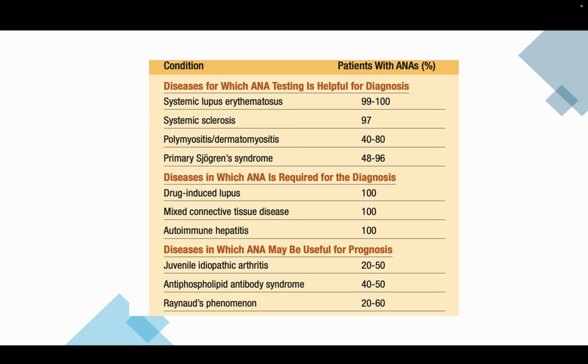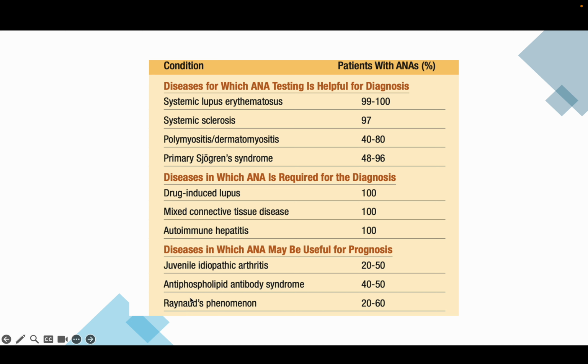Generally in SLE, 99 to 100% of patients will have ANA positivity. Only 1 to 2% will have ANA negativity, and even these ANA negative patients will have anti-Ro or anti-La positivity. In scleroderma, 97% of patients have ANA positivity. In polymyositis, 40 to 80% have ANA positivity. Sjogren's has 48 to 96%. Especially these three conditions, drug-induced lupus, autoimmune hepatitis and mixed connective tissue disorder, will have 100% ANA positivity.